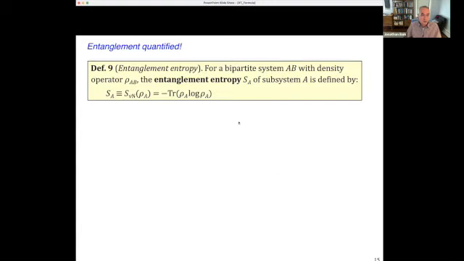So now we finally get to the definition of entanglement entropy, one proposal for a measure of entanglement. So the definition is the following: for a bipartite system AB with density operator rho sub AB, the entanglement entropy S sub A of one of the subsystems, say subsystem A, is defined to be the von Neumann entropy of the reduced density operator associated with that subsystem. And by definition of von Neumann entropy, that's equal to minus the trace of the reduced density operator times log of the reduced density operator. Now again, just as von Neumann entropy explicitly is a measure of mixedness, so is entanglement entropy. S sub A is a measure, in the first instance, of the degree to which the density operator rho sub A is mixed.